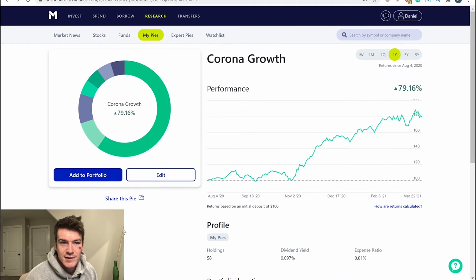So M1 Finance works by using pies, which I think is a great visual for what percent you are in each holding or each stock.